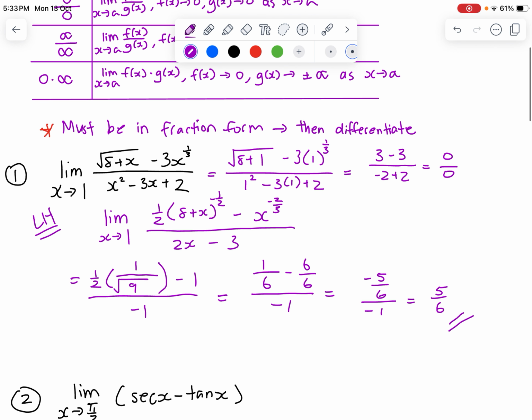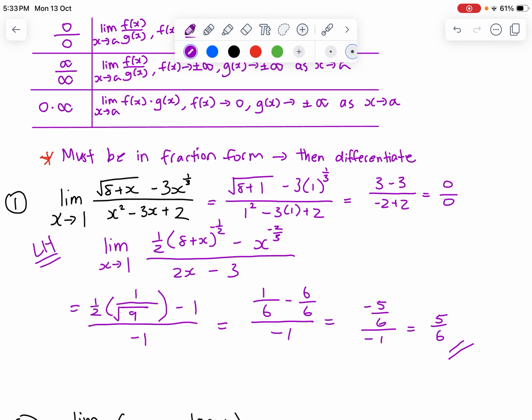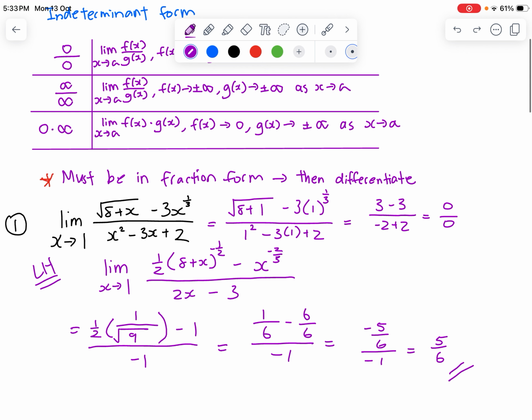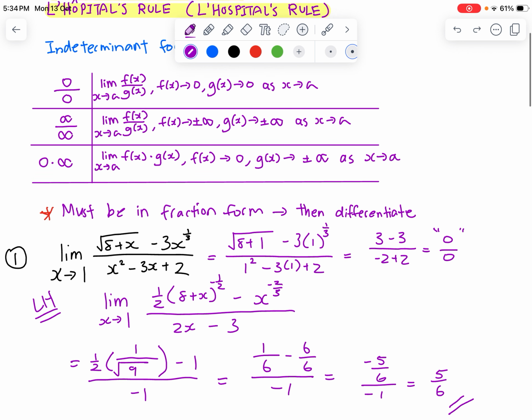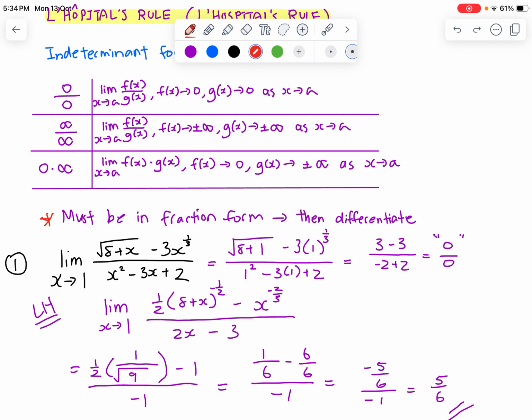So there you have it. One of the key points to take away is that when we first do it, we can just directly substitute in to see what our indeterminate form is, which is 0 over 0. And once we have an indeterminate form, we can apply L'Hospital's rule.